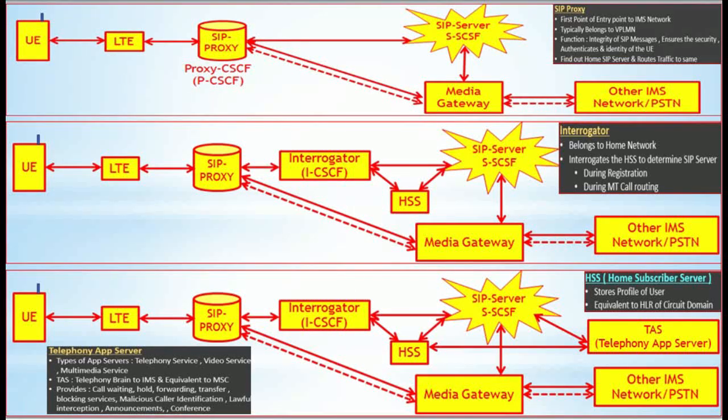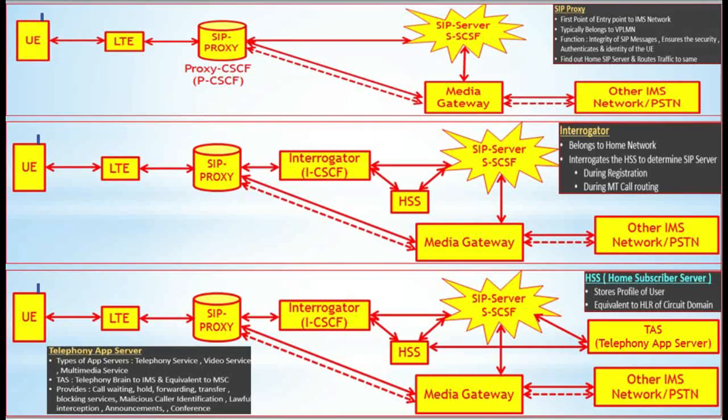The CSCF performs all the signaling operations, manages SIP sessions and coordinates with other network entities for session control, service control and resource allocations. It consists of three different entities: proxy CSCF, that is used in this diagram, and interrogating CSCF, here you can see this is interrogating CSCF, and the serving CSCF, that is here.